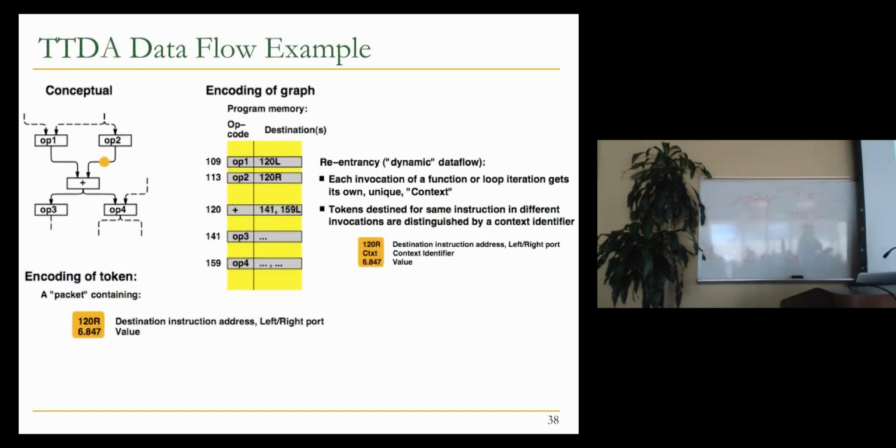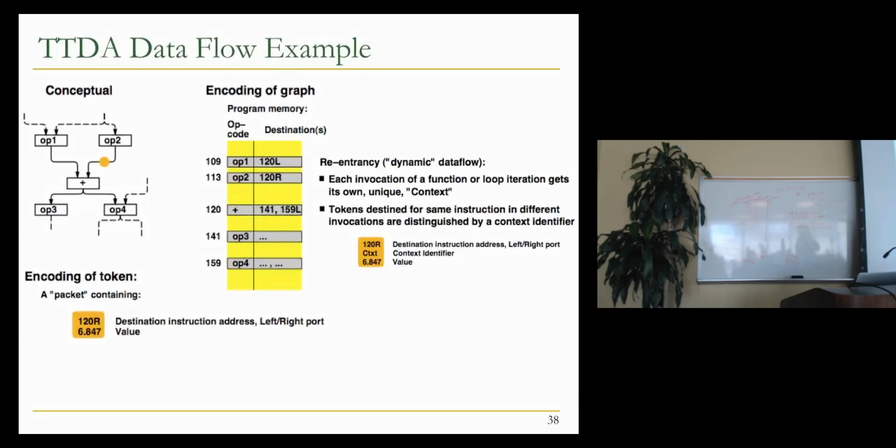This is the encoding of a graph, basically. This is the encoding of the data flow graph over here. Of course, not complete. But basically, the first operation is this. Its destination is encoded as the instruction at instruction address 109. The second operation is this. The destination is 120R. Basically, 120 is this instruction. That's the add. And the add destinations are 2. Basically, the destination is 141, which is op 3, and 159 left, which is op 4.